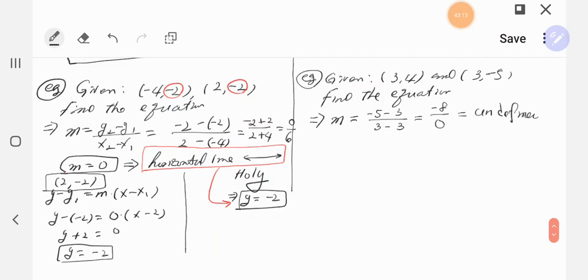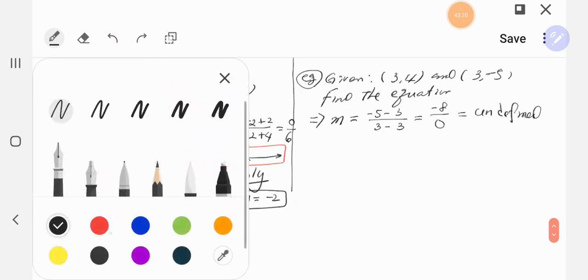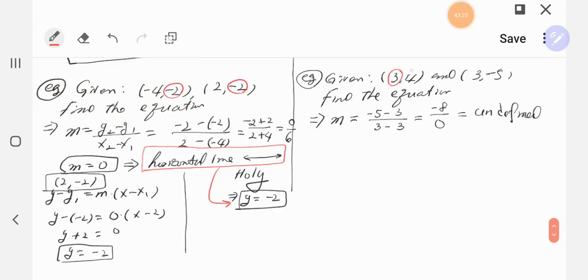What do we mean by undefined? The x values are the same. The x coordinates of 2 points are the same. Then isn't it a vertical line? Yes, it's a vertical line. Since it's a vertical line, the denominator is 0, so the slope is undefined. That means it's a vertical line, like this.